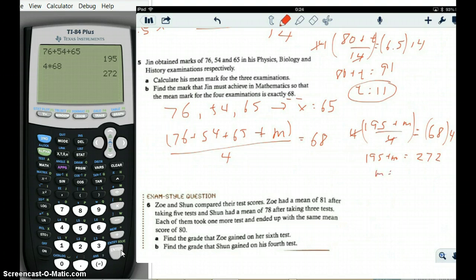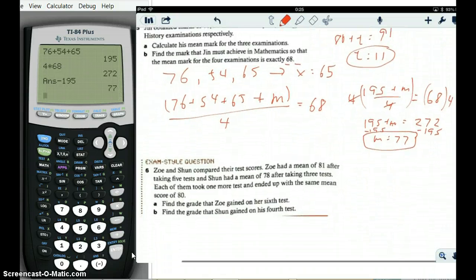M is equal to 272. Let's say we might do minus 195 from both sides. 272 minus 195. 77. M equals 77. Okay, so the test score he needs to get is 77. Okay, here's the last one.